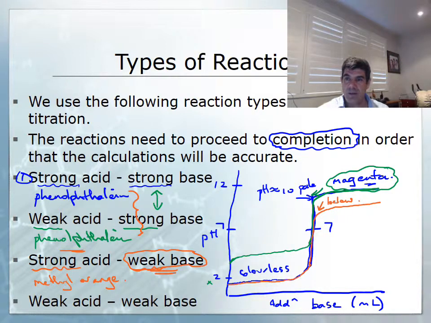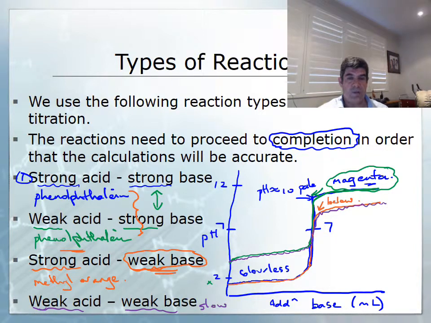Now, the fourth one I'm not really going to talk about very much because it's kind of pointless, and it's the weak acid and weak base. And as you probably have guessed, it's going to be tracking basically where the green is here and where the orange is here. So this is a really difficult kind of a thing. The reaction is very slow.